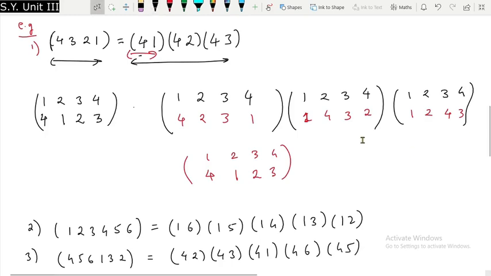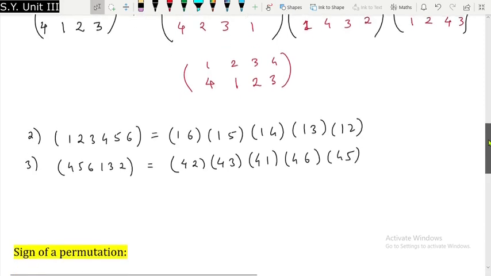So I have expressed it as a product of how many transpositions? 1, 2, 3, 4, and 5. Similarly, for the second example, I have expressed it as a product of 5 transpositions, but in the first example, I have expressed it as a product of 3 transpositions.